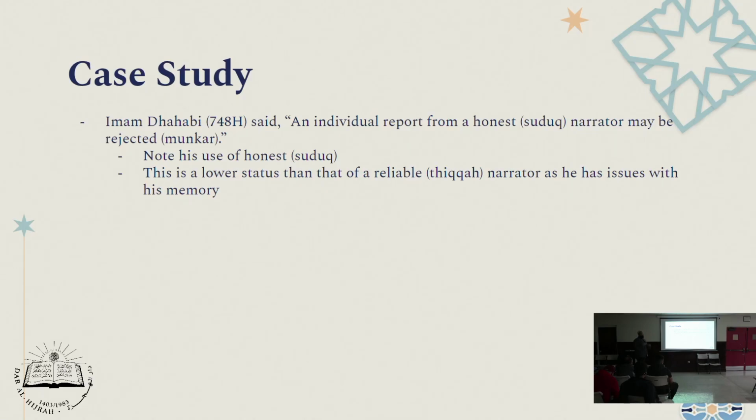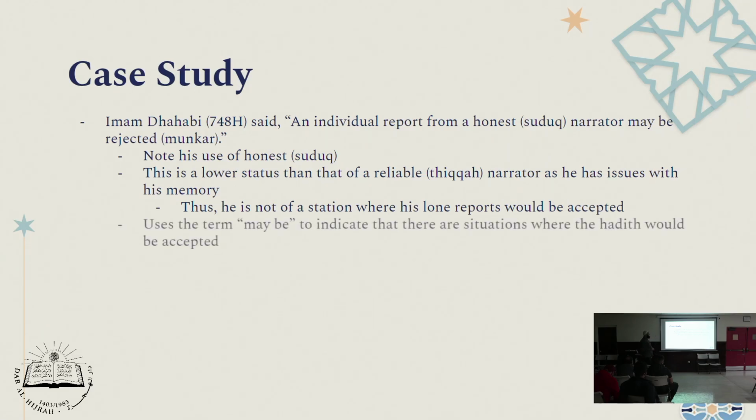He's 748. So now the science of hadith is more established, more grounded. There's more terminology, more precise. Before, it was a little bit looser, and sometimes the terminologies would overlap, but now you have a lot more precision in how terms are being used. He says he is not of a station where his lone reports would be accepted. Why? Because he's lower than the highest station of acceptance. And he also says, maybe.